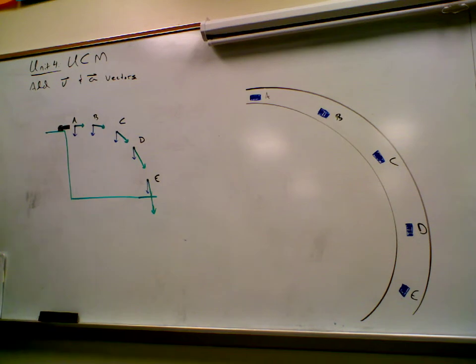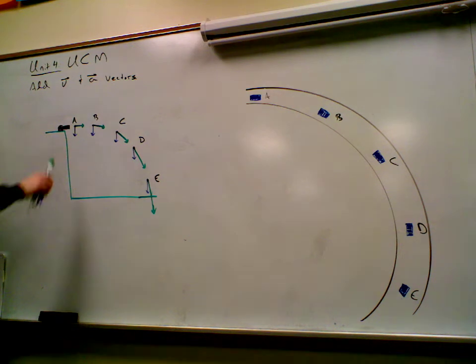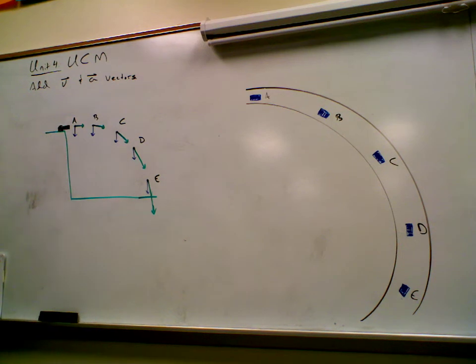Does acceleration change from A to E? No. It's always pointing down. It's always 9.8, right? Now, what does the acceleration do to the velocity of the cannonball? It makes it go faster.